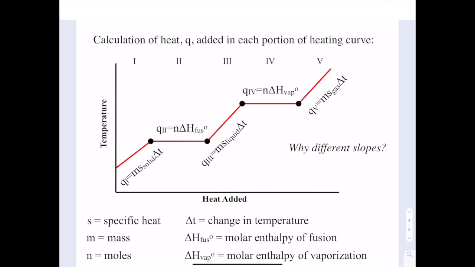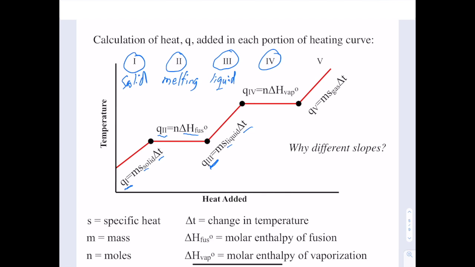So here we see that same generic heating curve with some more detail. In region 1 we have a solid. The heat input into the system increases the temperature. In part 2 of this diagram, we have melting or fusion, and there the heat is used to melt the solid, and there is no change in temperature. We use the enthalpy of fusion. And then region 3, where we have a liquid, the heat input increases the temperature of the liquid, and we use the specific heat whenever we raise the temperature of a solid or a liquid or a gas.